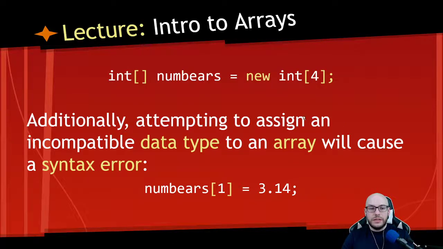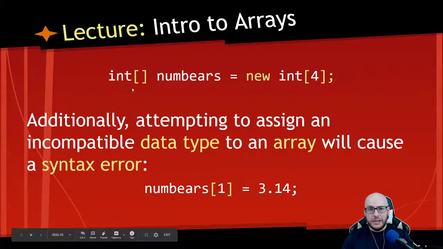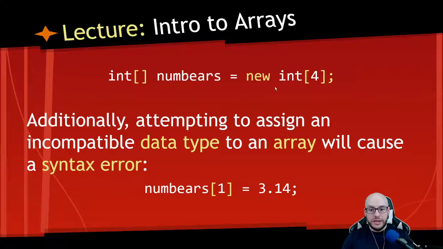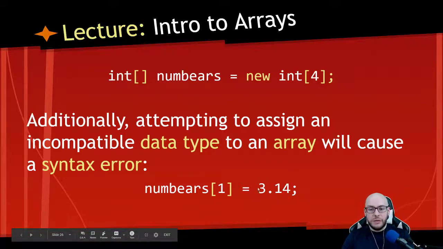Additionally, attempting to assign an incompatible data type to an array will cause a syntax error. Right? Numbers is an integer array. It's capable of storing ints, but I'm trying to, in this example, store in 3.14, which is a double. That doesn't work. Effectively, an array is a collection of variables. So when we're talking about an individual element, we're asking, can we store a double into a single integer? No, we've never been able to do that.